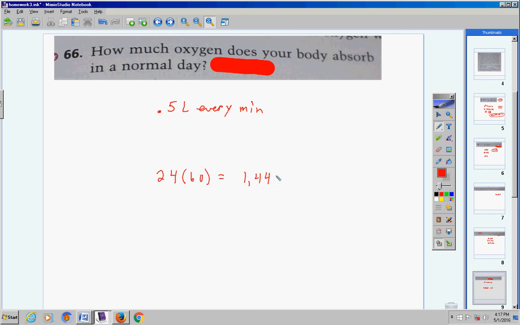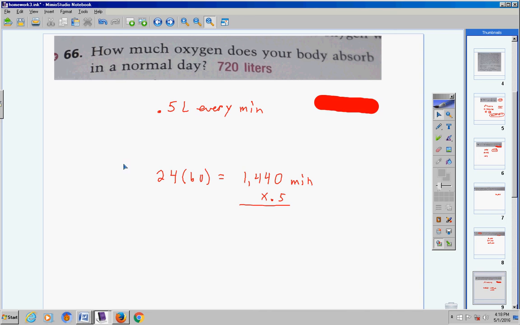Think about it, guys. In one day, you have this many minutes, and every minute you need 0.5 liters. So simply take 1,440 times 0.5 and you will get 720. Okay? So that's how many liters of oxygen you use every day.